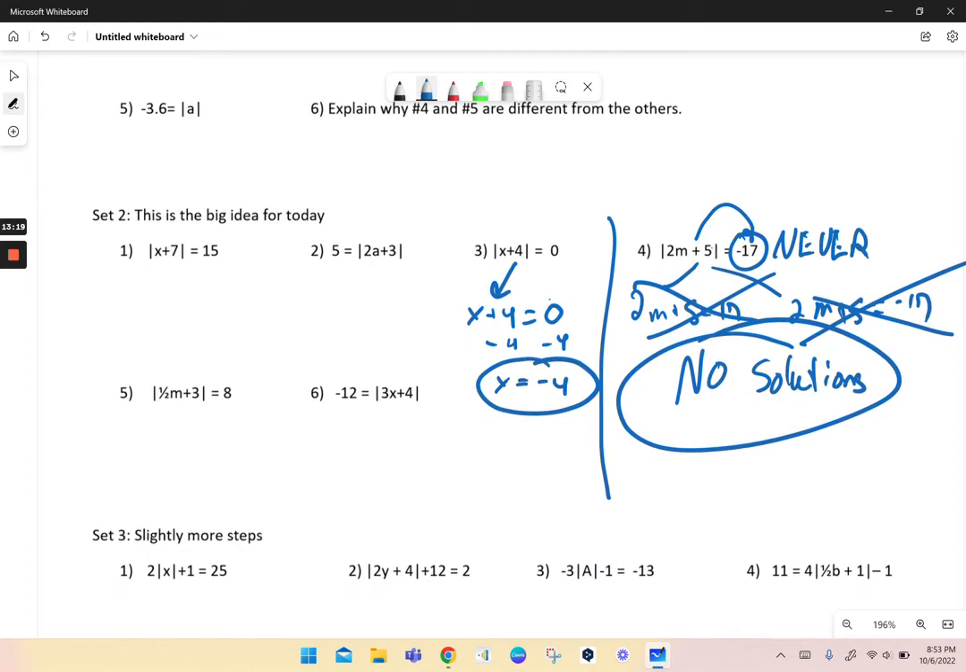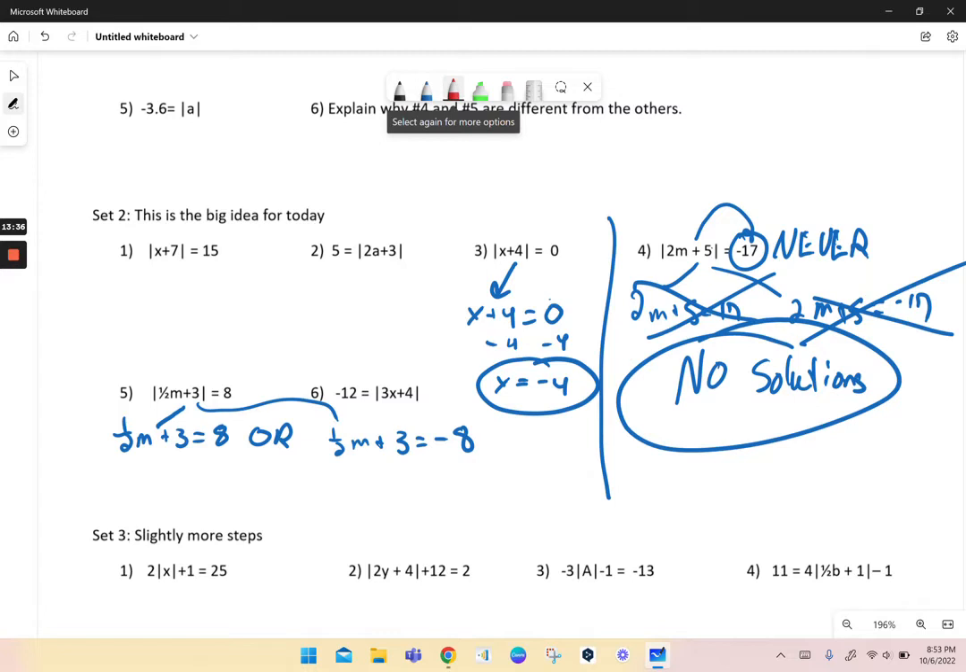All right, let's go to this guy. Try it on your own. Let's see how we do. And hopefully we see that the inside has to be equal to 8, or the inside has to be equal to negative 8. So we can solve these equations.